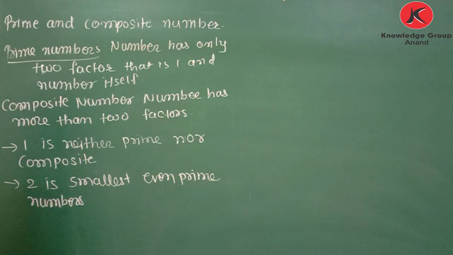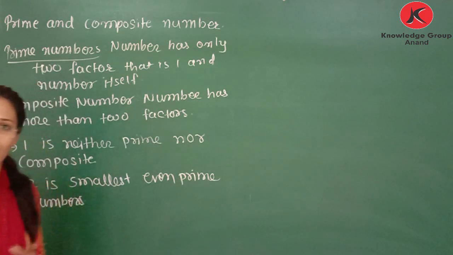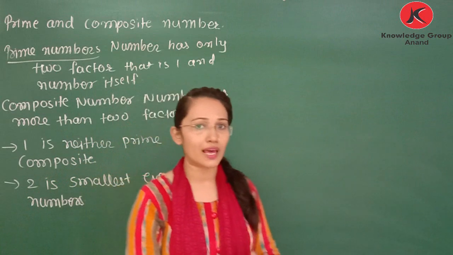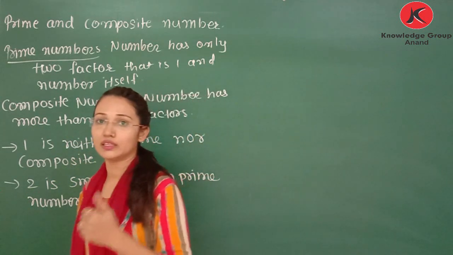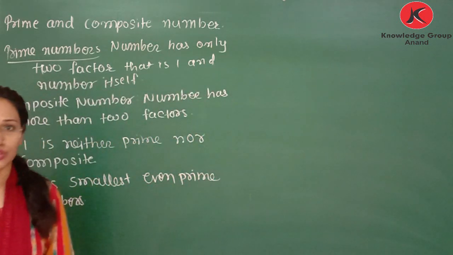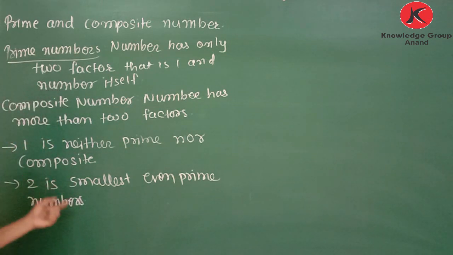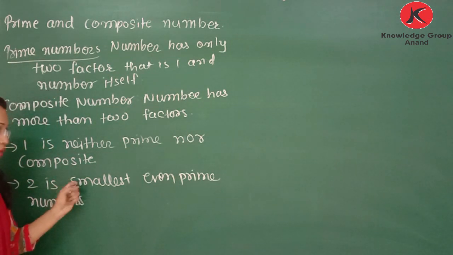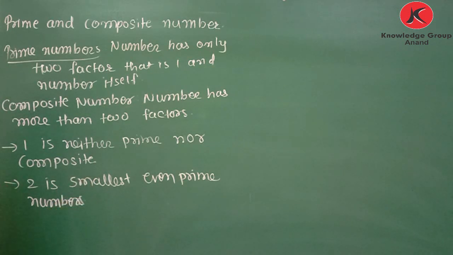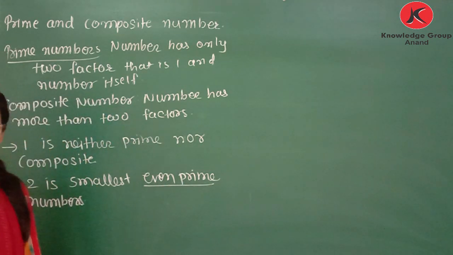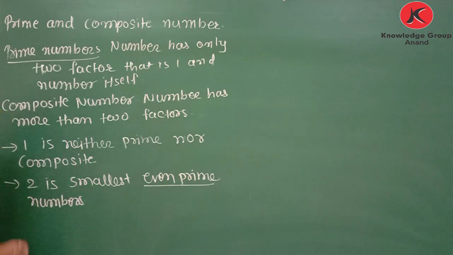This is what we learn in prime and composite numbers. Prime numbers start from 2, 3, 5, 7, 11, 13, 17, 19, 23, 29. Likewise, you can get the prime numbers from 1 to 100. A composite number has more than 2 factors. 1 is neither prime nor composite and 2 is the smallest even prime number. What are all the remaining ones? Odd numbers.